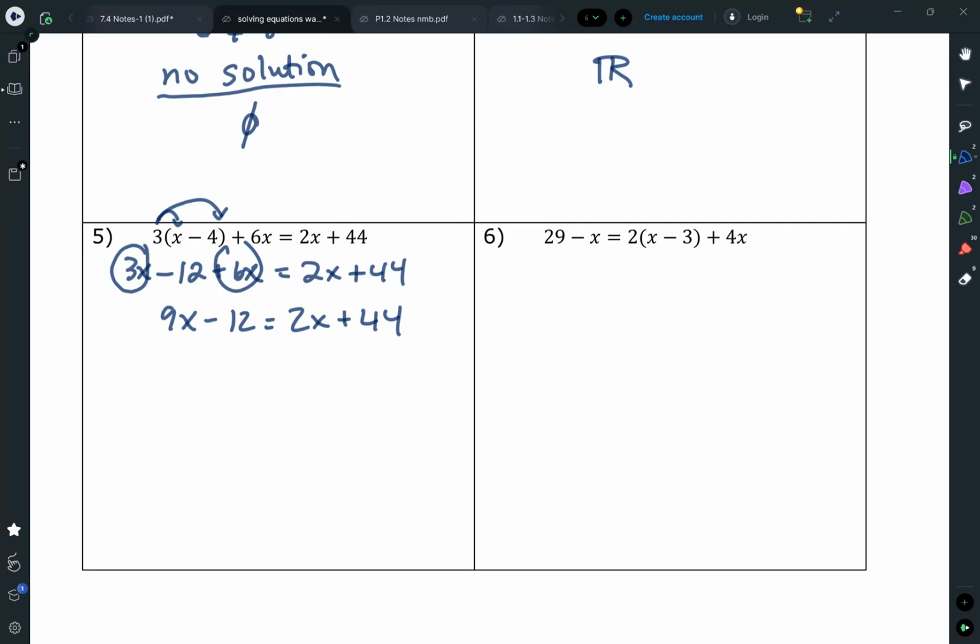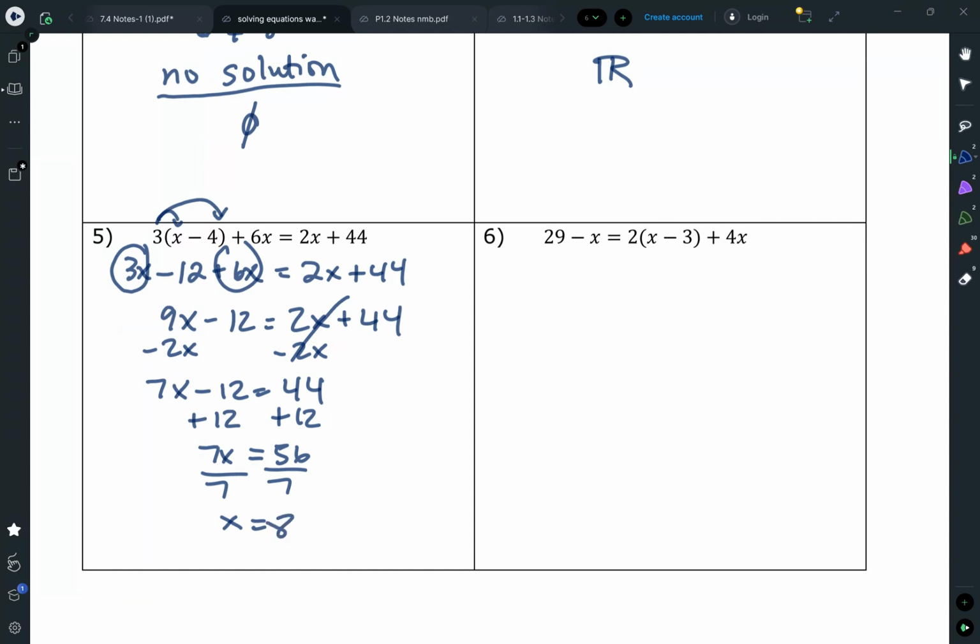And now that I have variable and constant on both sides, we'll get our variables on one side. So I've got a 9x and a 2x. 2x is smaller, so I'm going to subtract it on both sides. 9x minus 2x is 7x minus 12. On the other side, my 2x's have zeroed out, so I'm left with 44. Then I'm going to add 12 on both sides, so that 7x equals 56. And then we can divide both sides by 7, and so x equals 8.